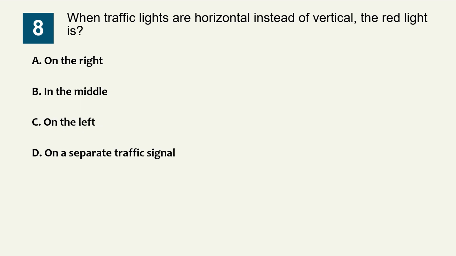Question 8. When traffic lights are horizontal instead of vertical, the red light is: Option A, on the right. Option B, in the middle. Option C, on the left. Option D, on a separate traffic signal.